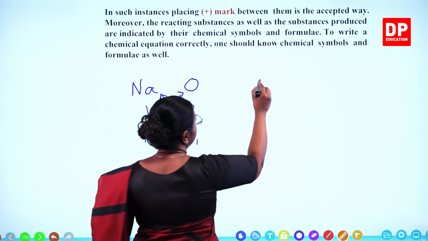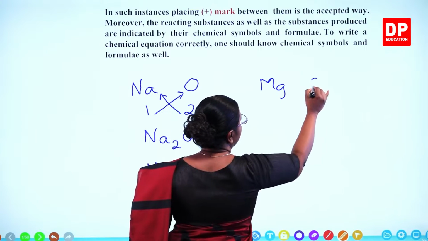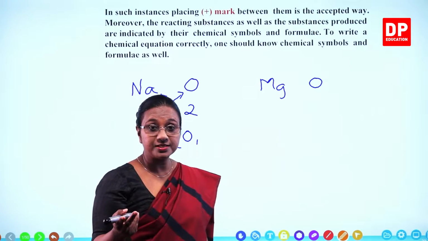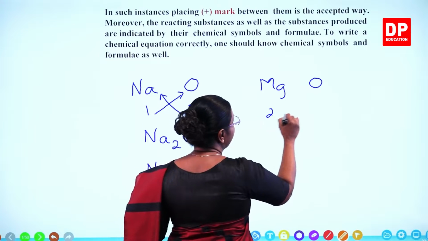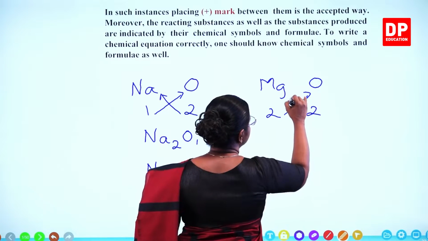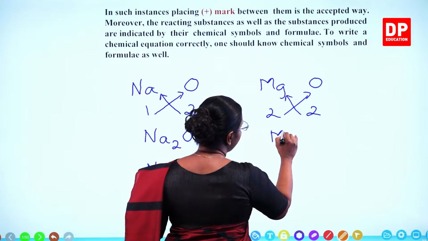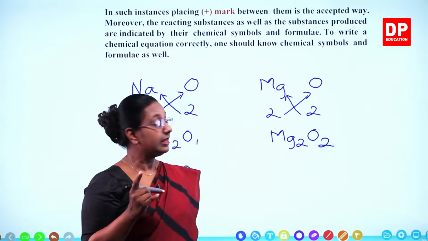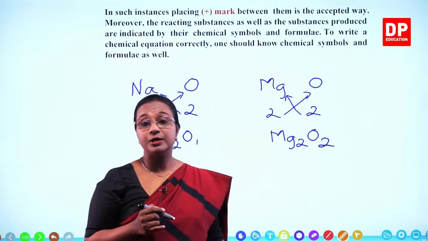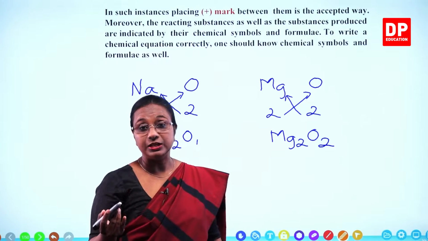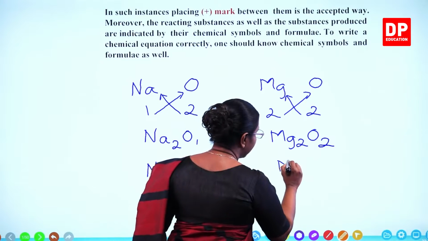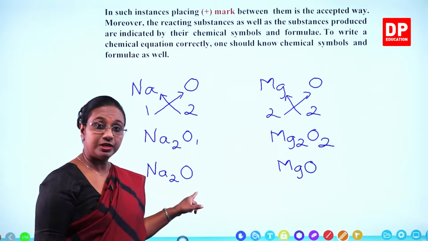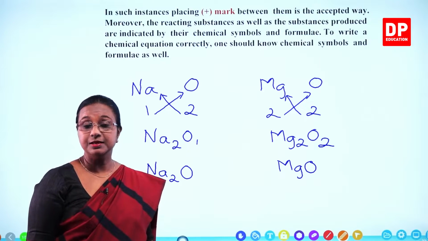At the same time, if you have magnesium and oxygen, magnesium belongs to group 2, oxygen group 6. So the valencies are 2 and 2. So you exchange the valencies, you get the formula as Mg2O2. Here again, because both the values are the same, you don't need to write them. So here we write the chemical formula as MgO. So that represents sodium oxide, that is magnesium oxide.